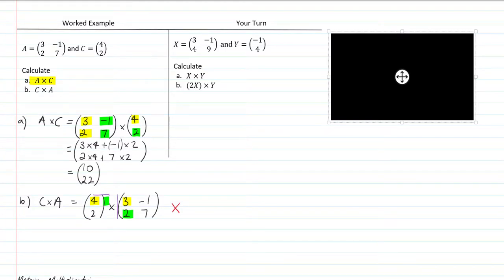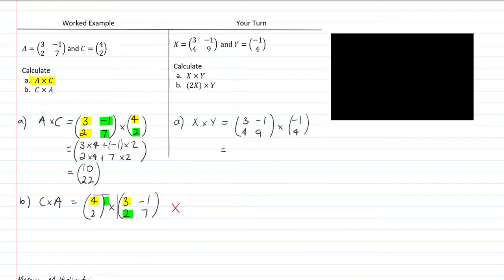Okay, great job. Hopefully it went well. And I'm going to put up 2 solutions and we'll see how you go with those 2 solutions. So A is x times y. And keep in mind we've got to look out for those dimension mismatches. 3, negative 1, 4, 9 times by y, which is negative 1, 4.